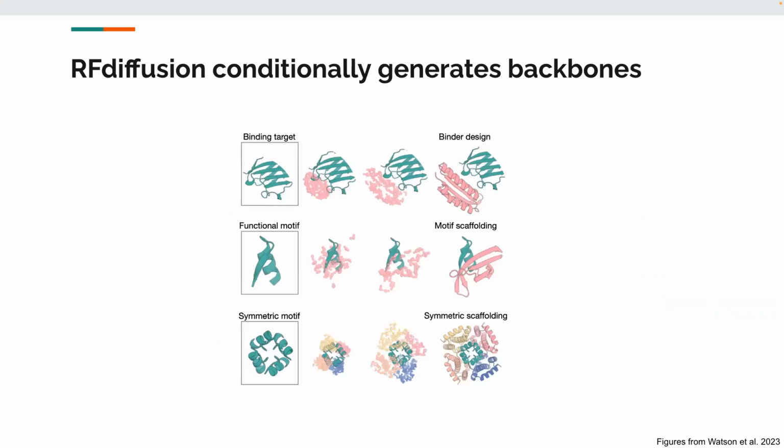I mentioned you can generate proteins conditional to an initial condition. Here I have 3 examples of this. I wish I made this a little bit bigger, but on the very top row, we have a binding target in teal that we're trying to generate a protein to bind. Here they can generate a protein, in pink, that should bind that target. In the middle, we have a functional motif that we want to integrate into our protein. We can input it into our model and then generate a protein that will incorporate this specific domain and will fold into that domain for those residues.